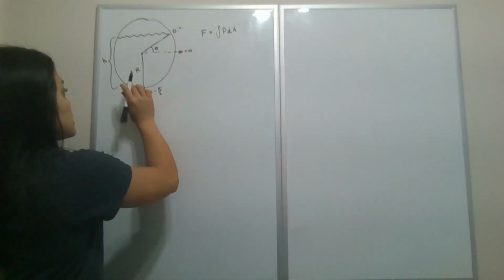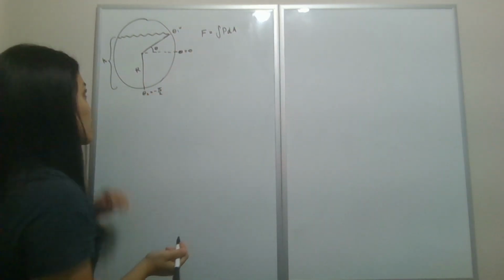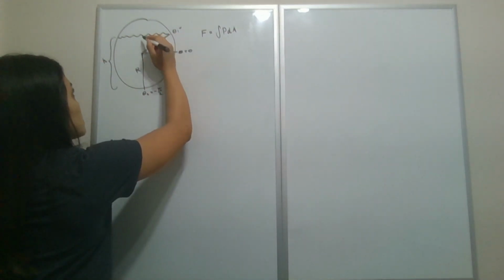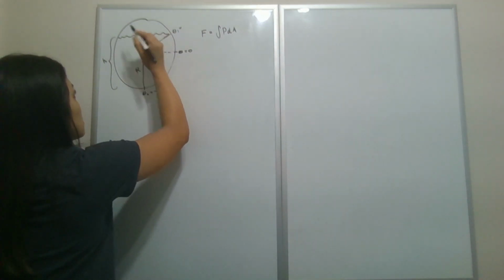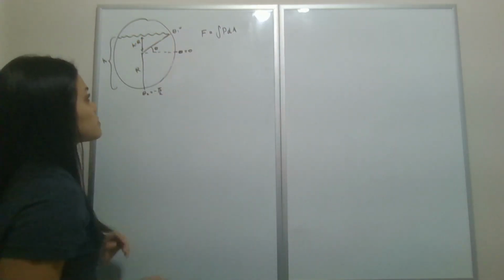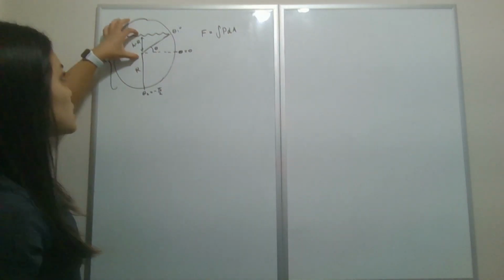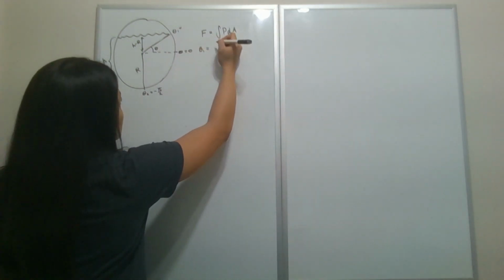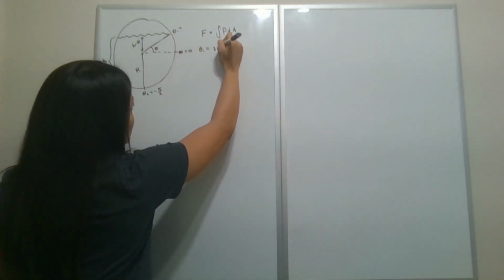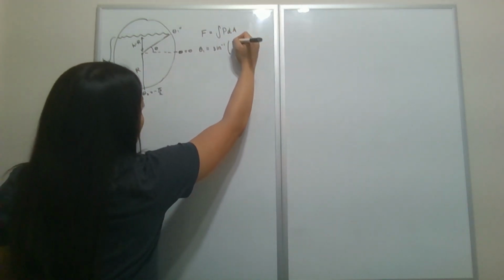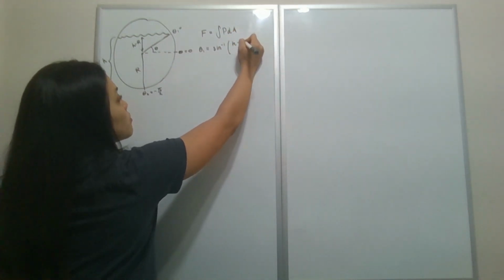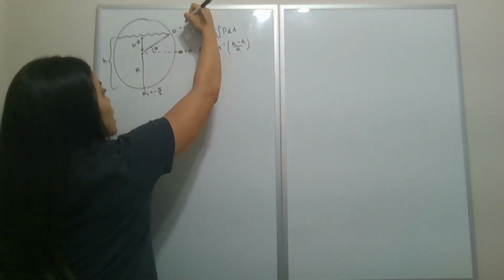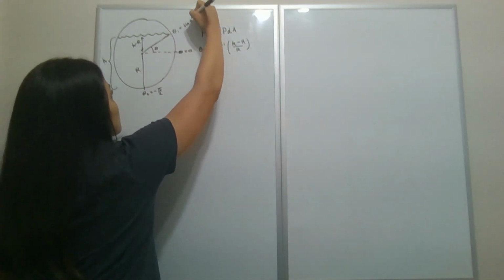Well, we know that if this is the radius and this is the fluid height, the height minus the radius is going to give us this distance here. And so using our trigonometry rules, we know that theta 1 is going to be the arc sine of the height minus the radius divided by the radius. And so that gives us our definition for theta 1.